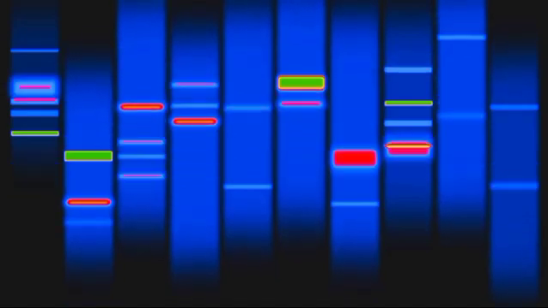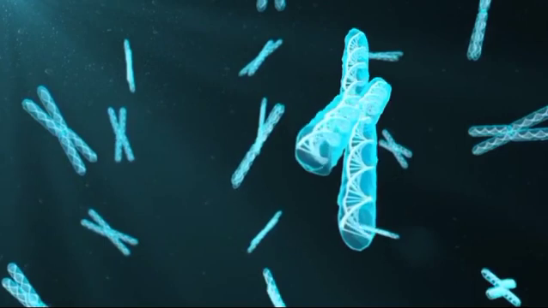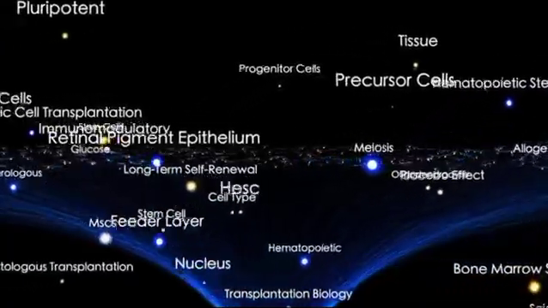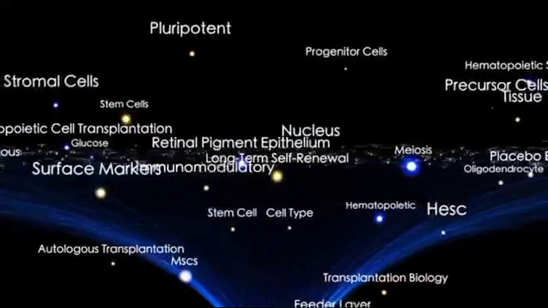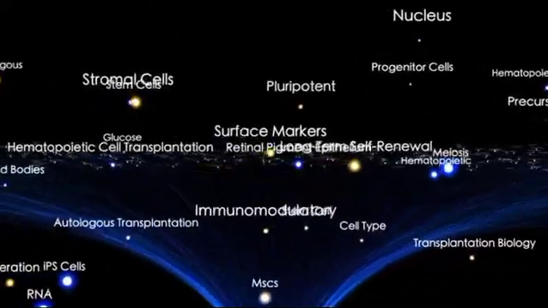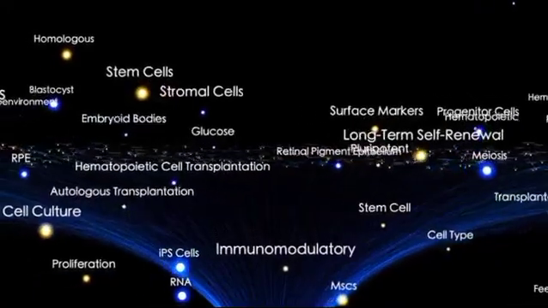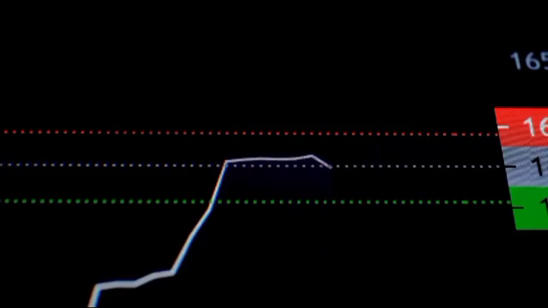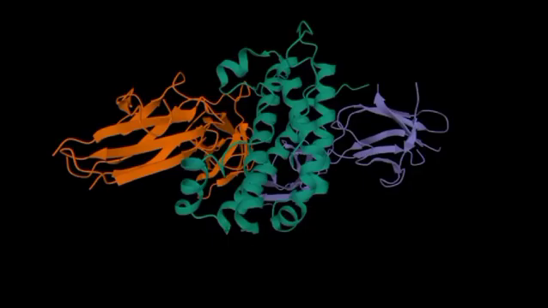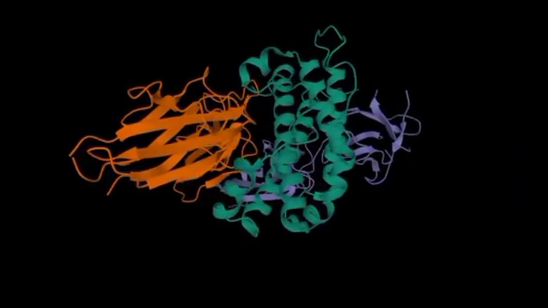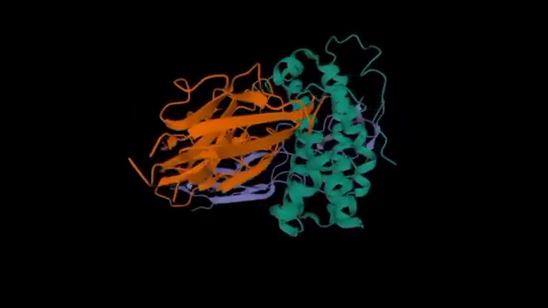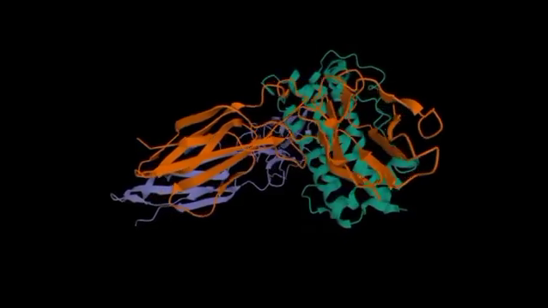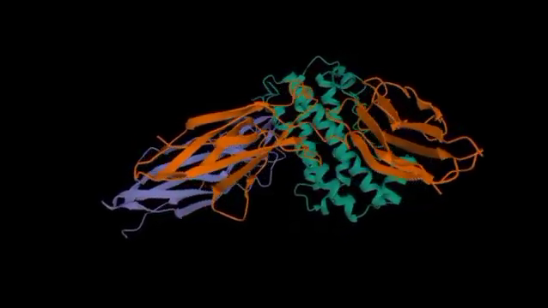Regulatory proteins. Cyclins are proteins that regulate the timing of the cell cycle in eukaryotic cells. Their levels fluctuate throughout the cycle. Cyclin-dependent kinases are enzymes that, when bound to cyclins, phosphorylate target proteins to drive the cell cycle forward.